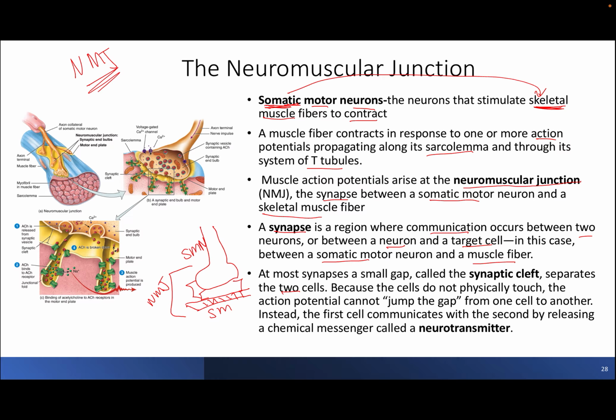Now, because these two cells don't actually physically touch, our action potential that's propagating down our somatic motor neuron isn't going to be able to jump this gap, our synaptic cleft, and spark up an action potential. So how do we get around this? Instead of trying to jump the gap, we rely on the release of various chemicals that allow communication between these two cells. These chemicals are known as chemical messengers, and in this case, we call them neurotransmitters.